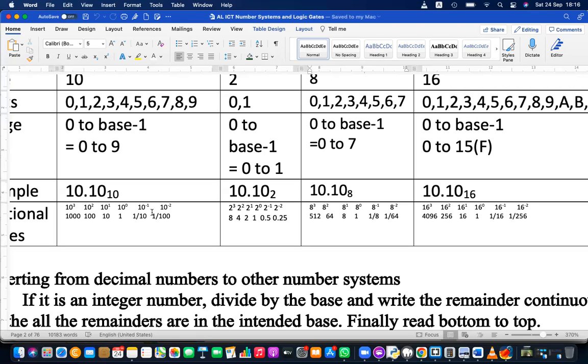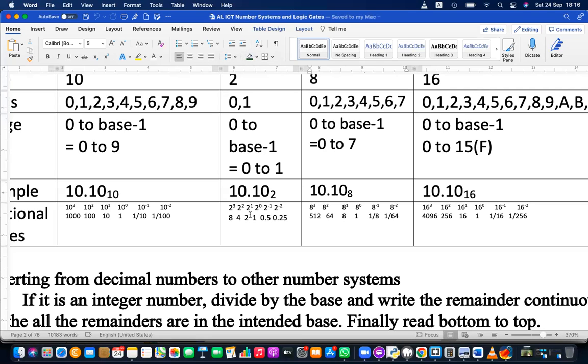In decimal fractions too, it goes on dividing like that. In the decimal places, the power is negative. Negative means 1 divided by the number. 1 divided by 10, then 1 divided by 100. Here 1 divided by 2, 1 divided by 4. 1 divided by 8, 1 divided by 64, 1 divided by 16, 1 divided by 256. This is how the negative or fractional powers work.